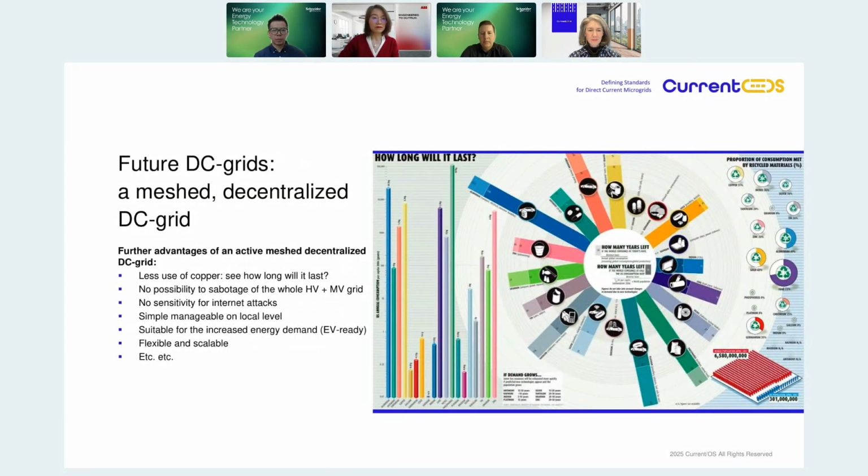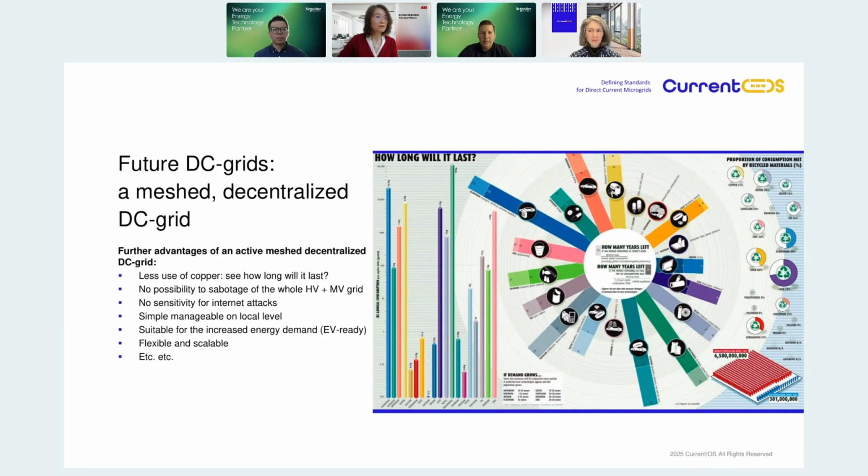But there are also a lot of other advantages of active DC grids. For example, the use of copper. Much less copper is needed for an active DC grid. It is much more difficult to sabotage the whole high voltage and medium voltage grid. And there is no sensitivity to internet attacks. And it's simple, manageable on a local level.